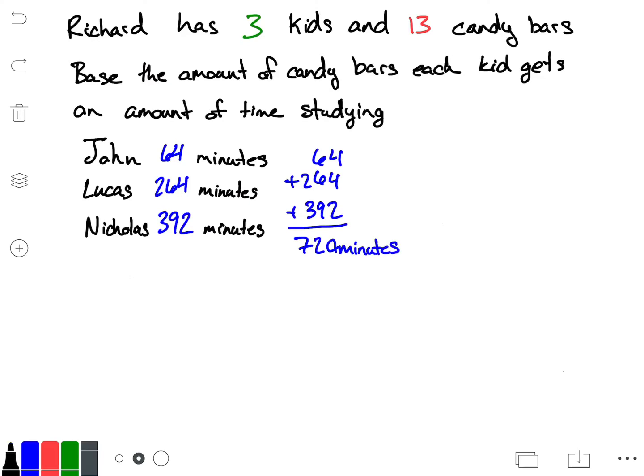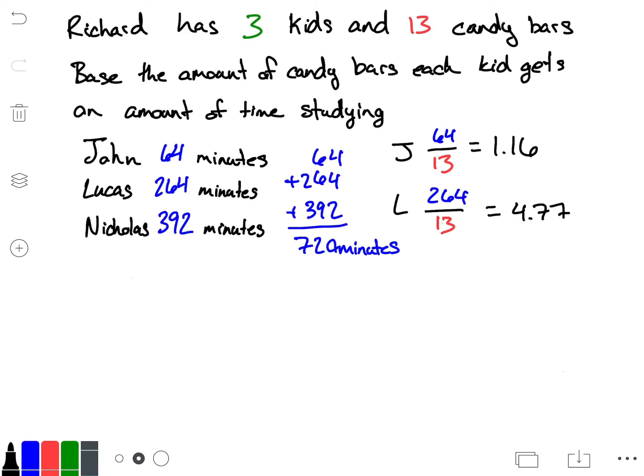The next step would be to divide each of these numbers by the total number of candy bars that we will be giving out. So John's 64 minutes spent studying will be divided by 13 candy bars. And this will give us 1.16. Next, we would do the same step for Lucas. So we would do his 264 minutes divided by 13. And this would give us 4.77.